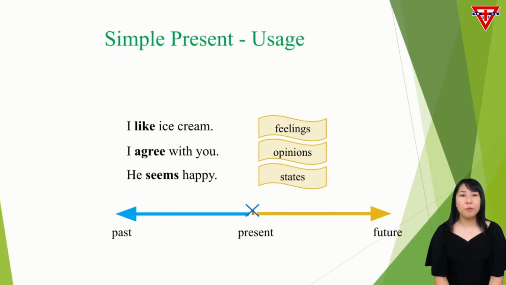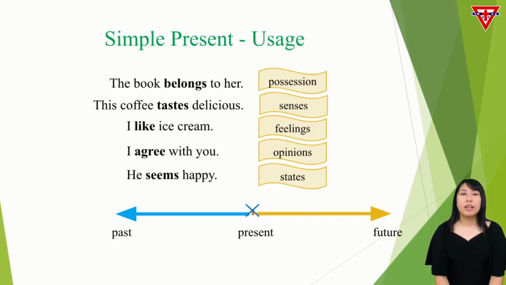And then we have number 4, senses. Senses means how we taste, see, smell, or touch something. Here's the example. The coffee tastes delicious. And the last one is possession. The book belongs to her.